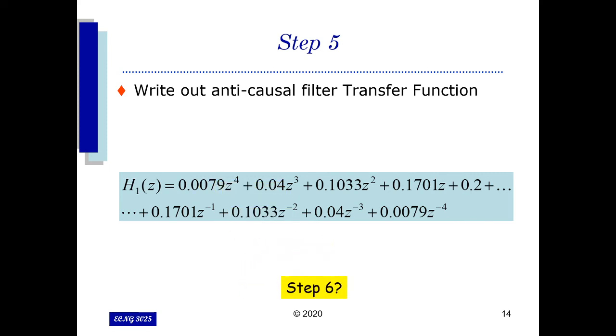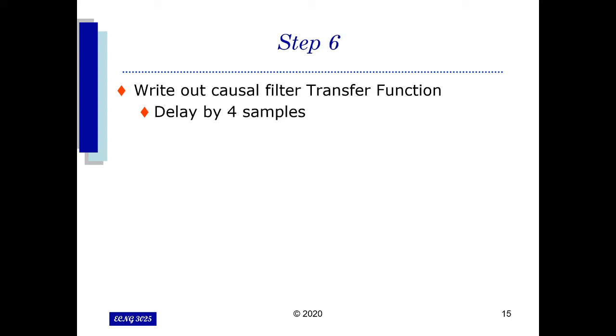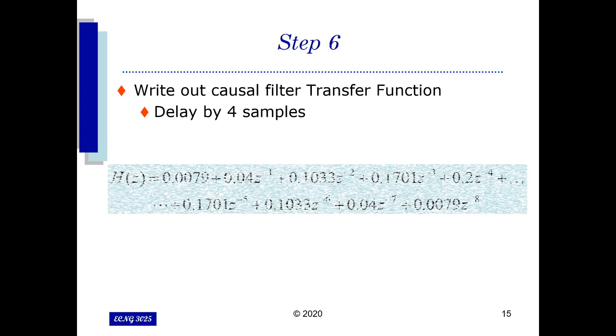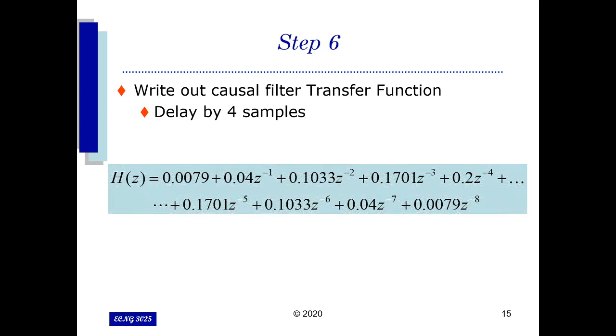We aren't finished yet, because this is an anti-causal filter. We need to make it causal. So step 6 is where we write out the causal filter transfer function, such that we delay it by 4 samples. That comes about if we multiply the entire equation by z to the -4. And as such, we now have the causal transfer function as required. And this basically brings us to the end of the design of a Hamming window FIR filter.